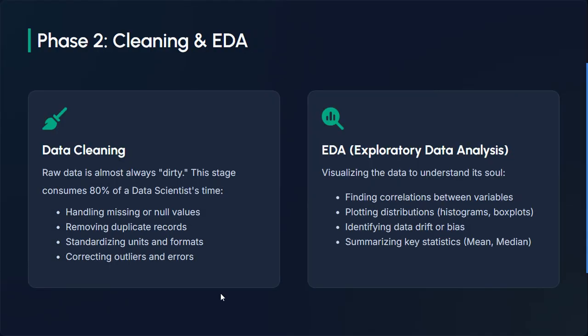Then phase two: cleaning and EDA, that is exploratory data analysis. Real world data is not perfect. It often contains missing values or null values, duplicate records, or incorrect information. So before training the model, we perform cleaning of the data. After cleaning, we perform exploratory data analysis, or EDA. We use graphs, charts, and statistics to understand the data, find patterns, and discover useful insights from the data.